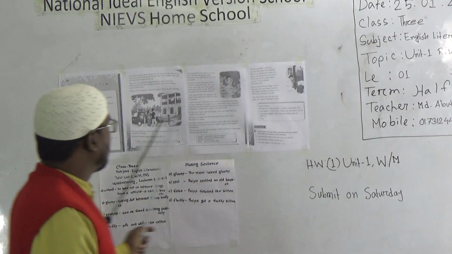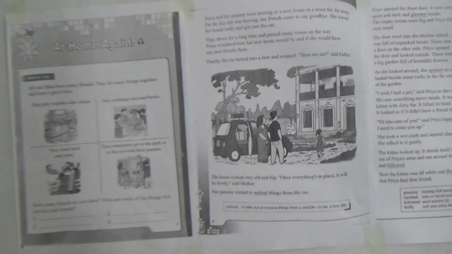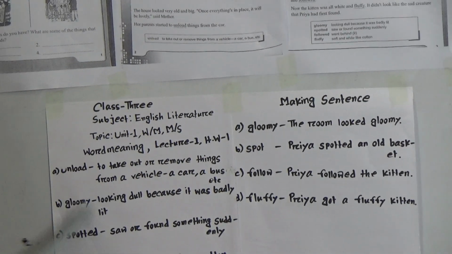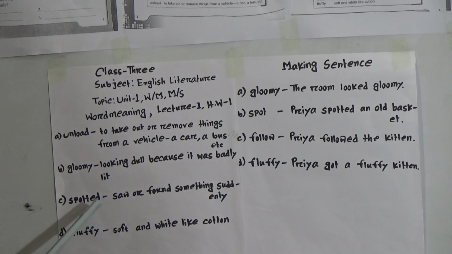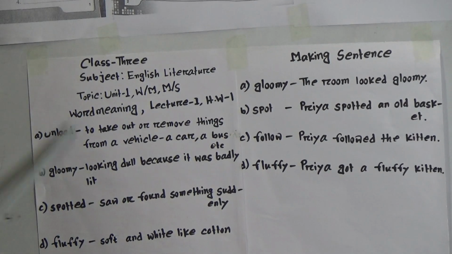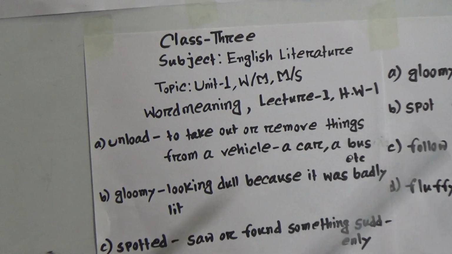So dear students, we have read unit number 1 from our Buzzword. Now on this text we have word meaning and make sentence. So look here, only 4 word meanings are given. You don't need to learn all which are given in our Buzzword book. Only 4 you will memorize. I am telling you again, only 4. Okay, look, title is word meaning, lecture number 1 and homework number 1 also given.